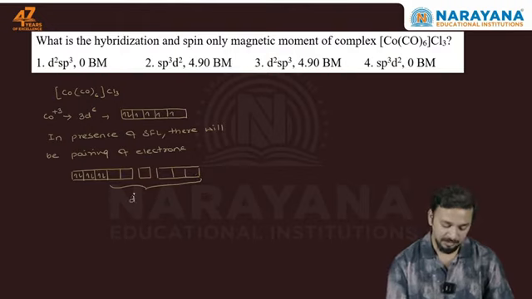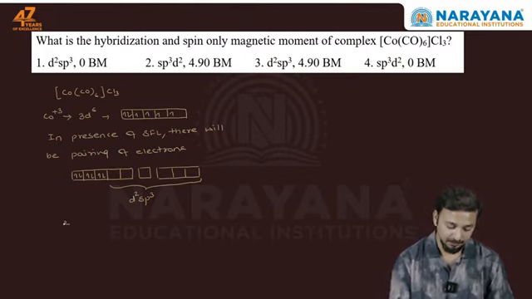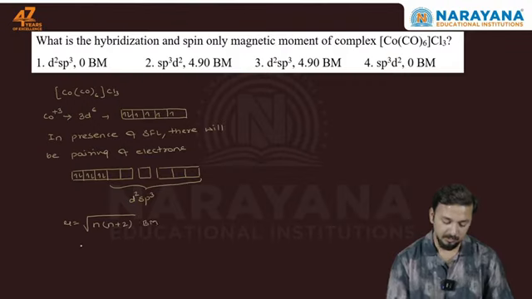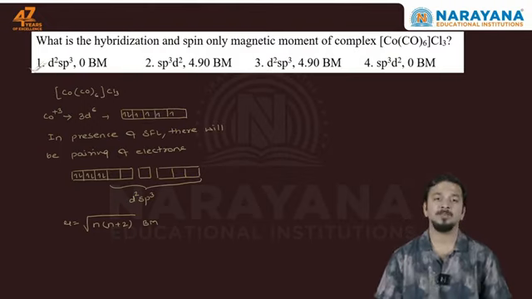If these orbitals are undergoing hybridization, the hybridization state will be d2sp3. And as there is no unpaired electron, the magnetic moment will be 0 BM. Formula for magnetic moment is root over of n into n plus 2 BM. So n is 0, that's why magnetic moment will be equal to 0. So correct answer for this question is option 1, that is d2sp3 hybridization and 0 BM magnetic moment. I hope all these questions are clear to everyone.